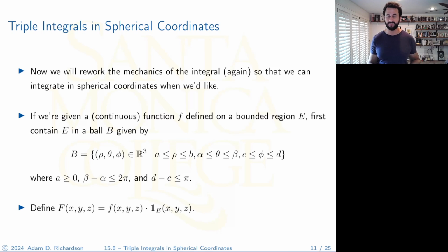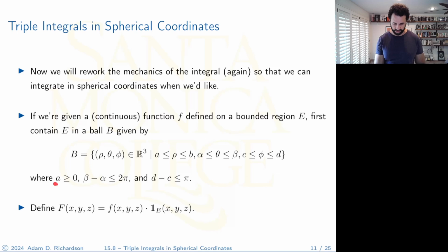So here's the familiar setup. Suppose we're given a continuous function f defined on a bounded region E, and we're going to contain that region E in a ball B, and the ball is going to be given in spherical coordinates. So rho, phi, theta is a point in R3, and we're saying that rho is between A and B, theta is between alpha and beta, and phi is between C and D.